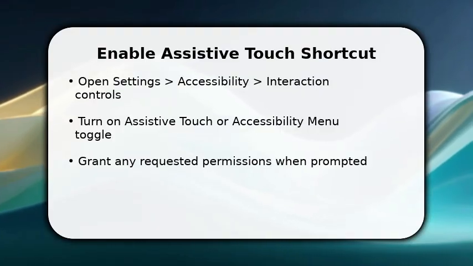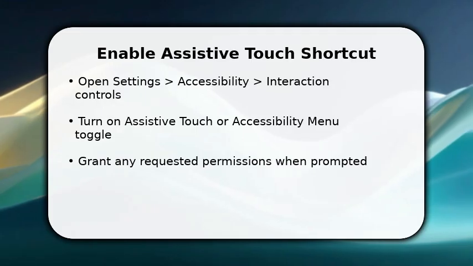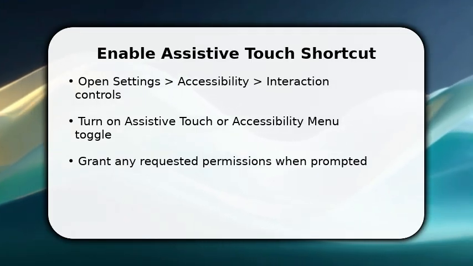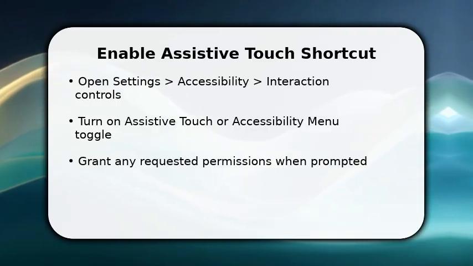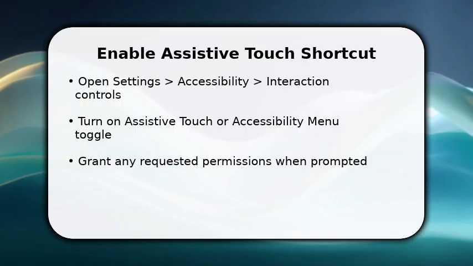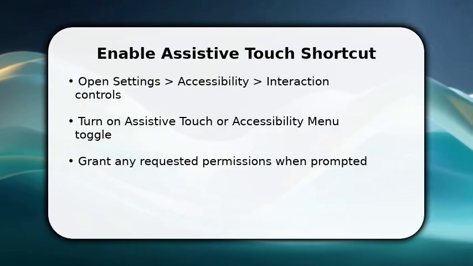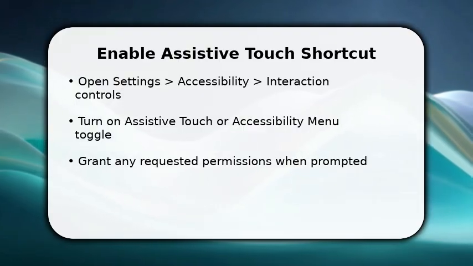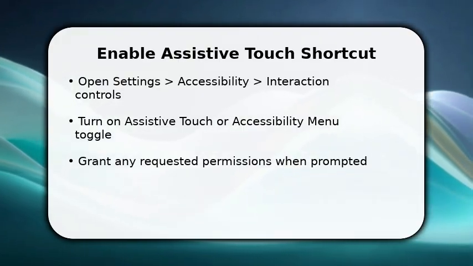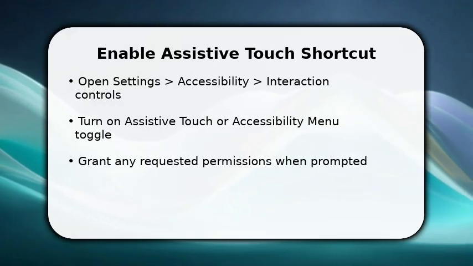You start by turning on the accessibility shortcut that provides an on-screen home key. Open Settings, then Accessibility and find Interaction or Accessibility menu. Tap the toggle to enable it and accept the permission prompts. This lets the system draw a floating control. Once done, you'll see a small button or menu icon. That's your temporary home button.